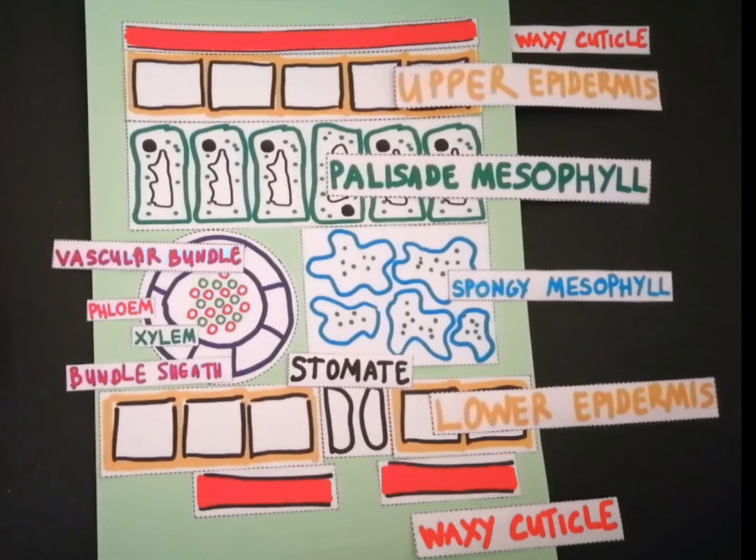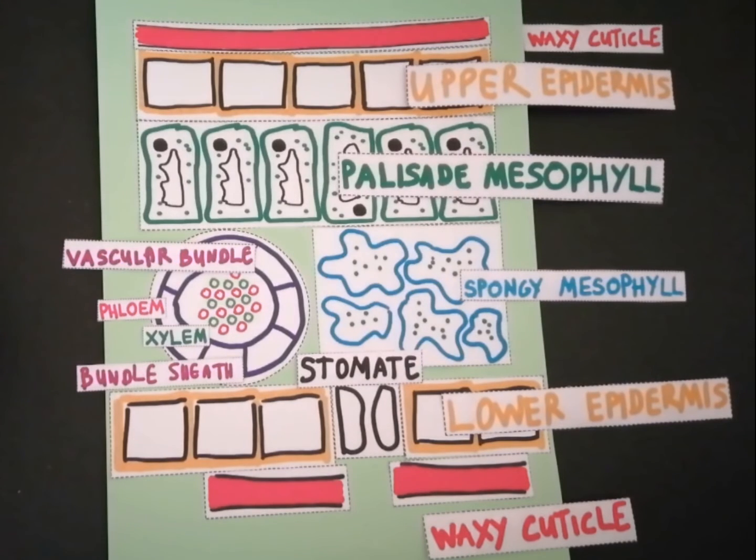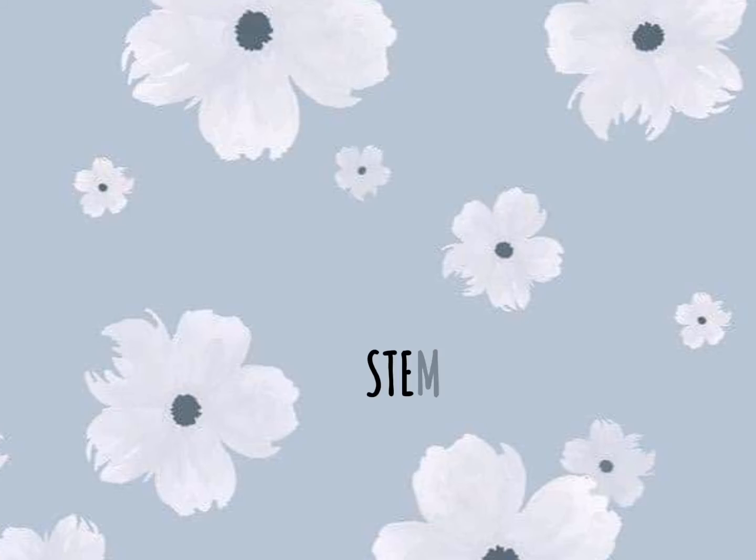Okay, the last one is the stomata. As you can see here, this is a stomata. Stomata allow a plant to take in carbon dioxide, which is needed for photosynthesis.